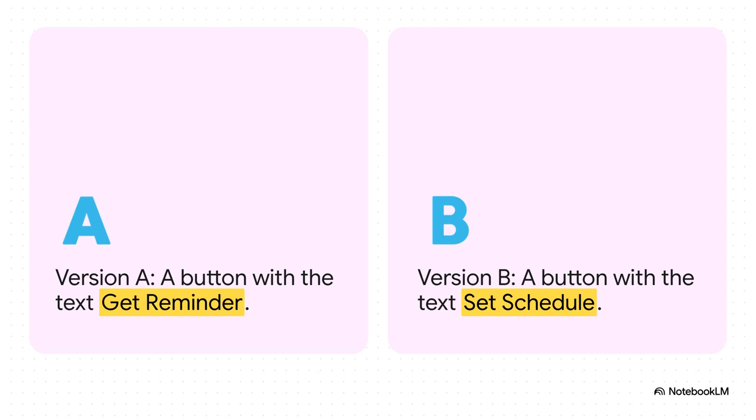Do we just guess? No way. We test it. With something like A/B testing, we could show half our users a button that says Get Reminder and show the other half one that says Set Schedule. Whichever version gets more people like Pam to actually set the reminder wins. It's all about letting the data tell you what works, instead of just going with a gut feeling.